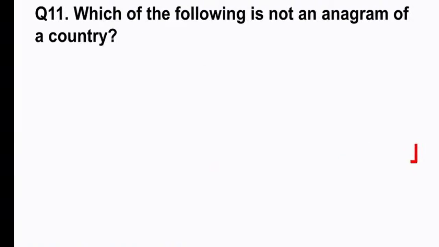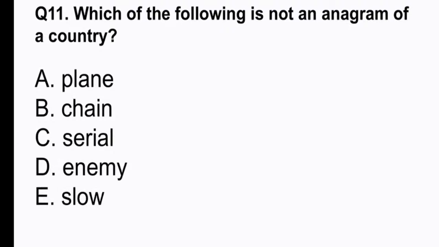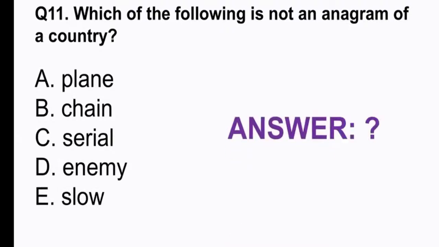Now you have a go at this one, guys. Which of the following is not an anagram of a country? A, plane. B, chain. C, cereal. D, enemy. Okay, and E, slow. So I want you to put your answer, again in the comments box below, which of the following is not an anagram of a country? Okay, not an anagram of a country. So quite a difficult one, that.